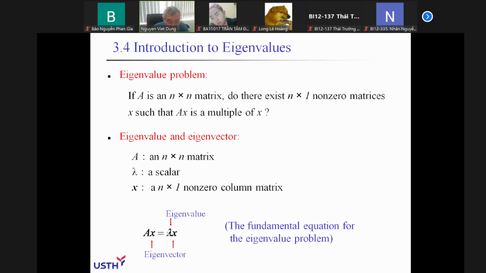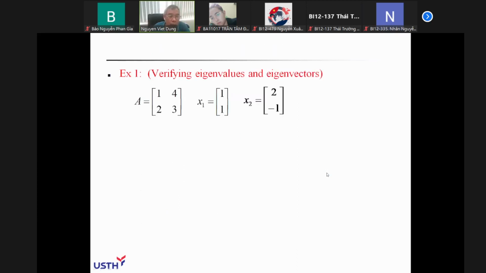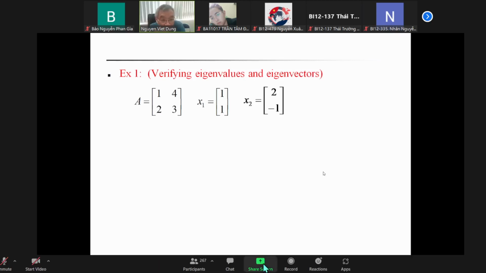I am going to explain why we need these names. Anyway, before that, I am telling you that the equation Ax equals lambda x is named the fundamental equation for the eigenvalue problem. That is the name only; you need to remember that. Now I give you some examples.